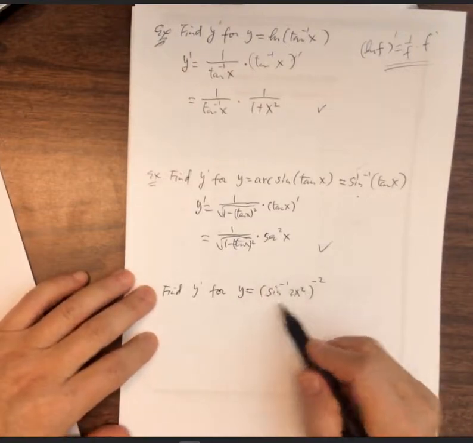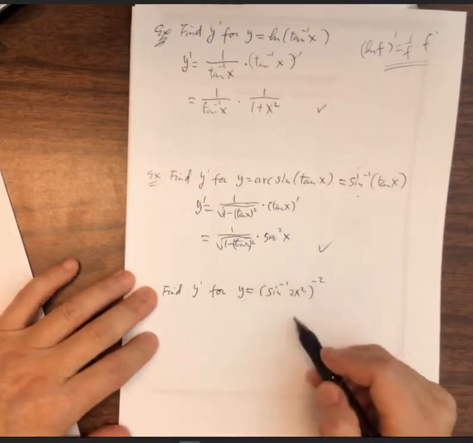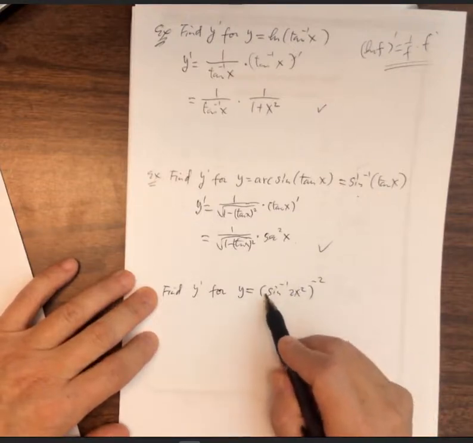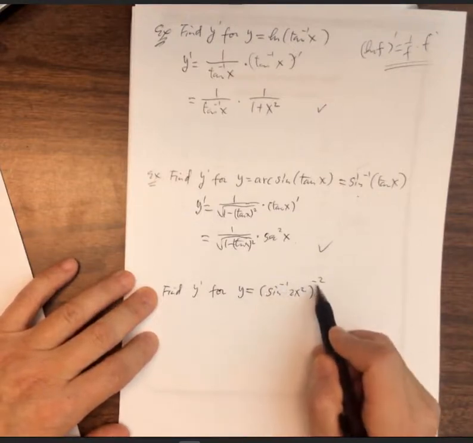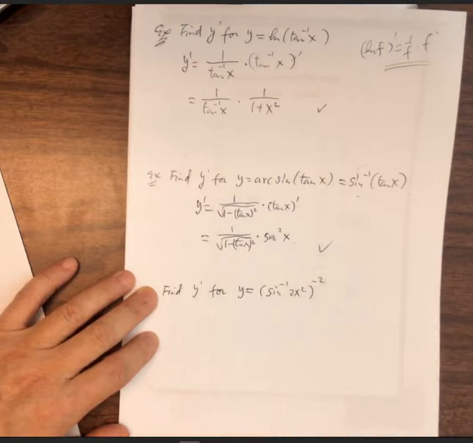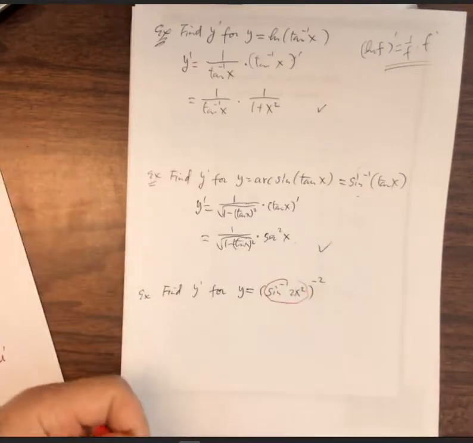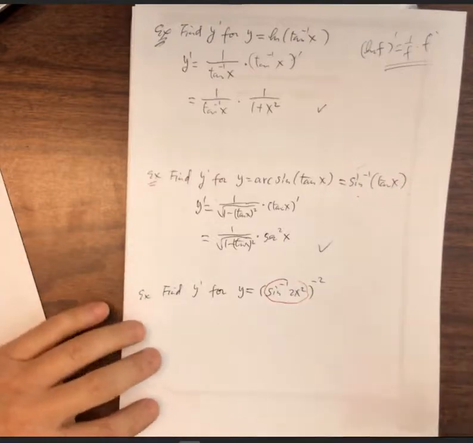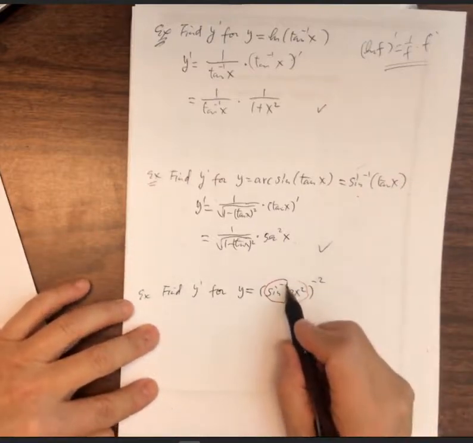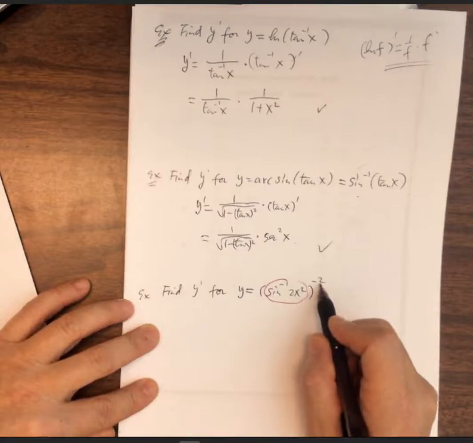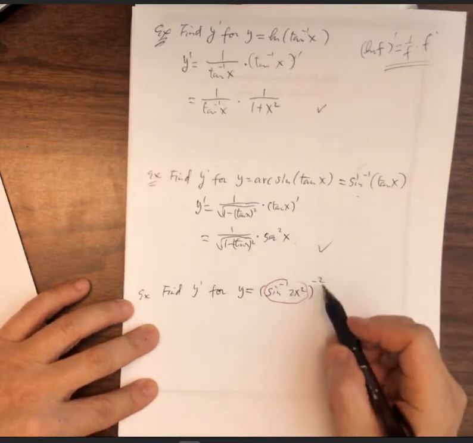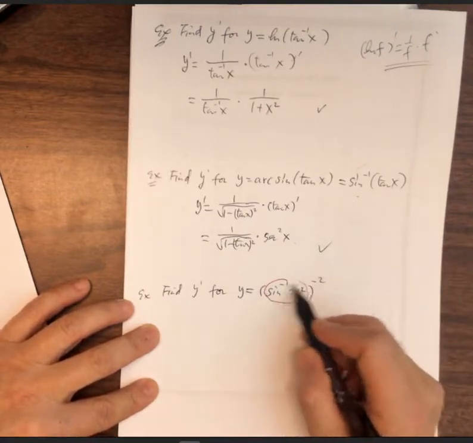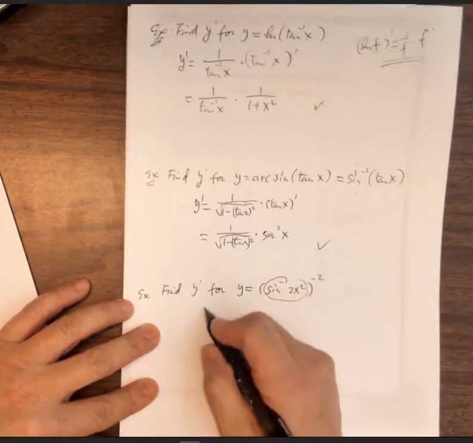Okay, this function overall is a composite function. It's some stuff raised to the negative second power. So we have this stuff, whatever that is. We don't need to worry about that in the beginning. So we have this stuff raised to a power. It's a composite function. The outer function is the power, the inner function is this guy. So we apply the chain rule first.